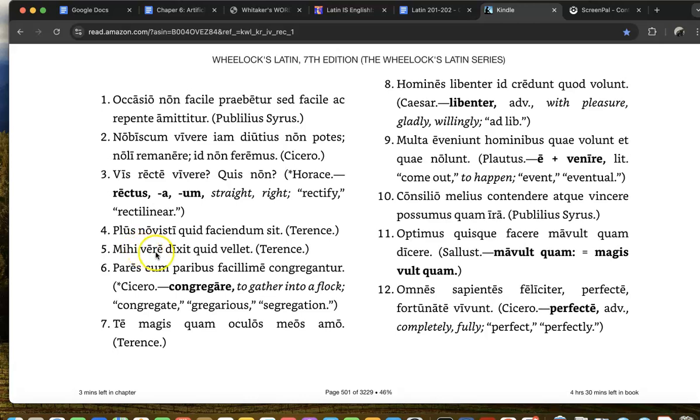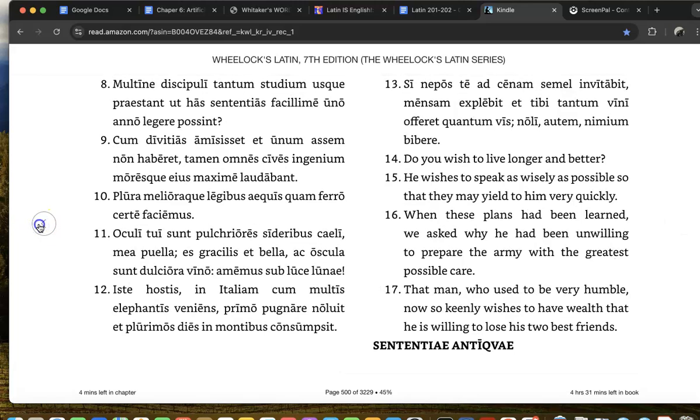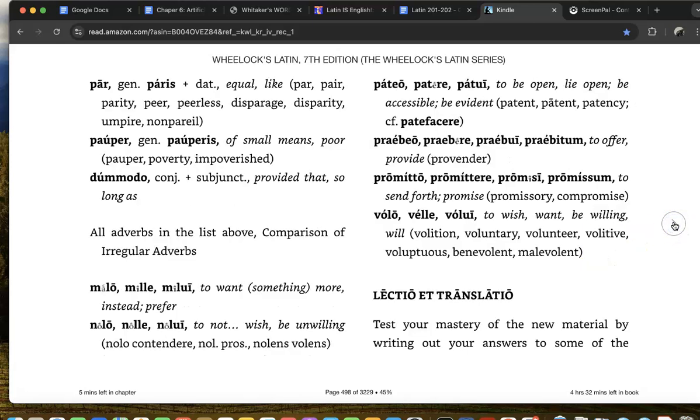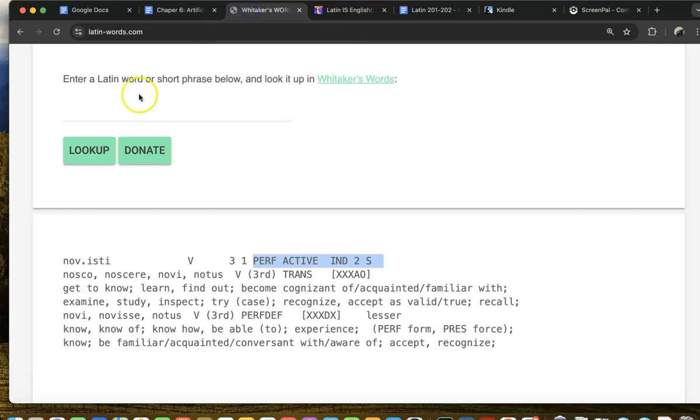Number 5, mihi vere dixit quid velit. So here's one of our new verbs in our chapter. Here it is right here in our vocab as well, and it means to wish. Now the velit, this is where we need to look up our Whitaker's Words.